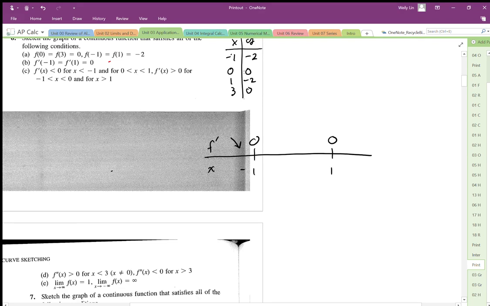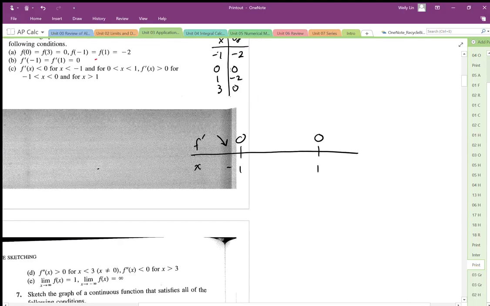Between 0 and 1, it's going to be negative in this region and this region. So between 0 and 1, we also have negative slope here. And then we'll have positive slope from -1 to 0, so it's going up. 0 slope, 0 slope. And for x bigger than 1, we're going to have positive slope, so it's going to be going up like this. Okay, so this is what my slope chart is going to look like.